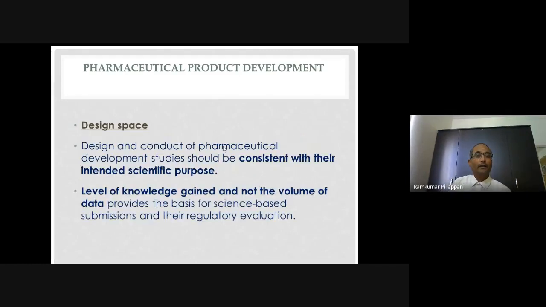So the design space and the design and conduct of development studies always look for a consistent intended scientific purpose. That means what I intend to deliver: my product should be released over 12 hours in the GIT. So that is a scientific purpose, and it has to be achieved by your design space. Level of knowledge gained, and not the volume of data. See, this line I always want to highlight. USFDA, when they look at your submission, they don't care how many volumes of data you provided. What they look for is whether the knowledge you gained in the product development, in the process optimization, and the final design space is really scientific. That is probably the difference between the developed world markets and the so-called underdeveloped world, where the data is really analyzed in terms of knowledge and understanding of the design space.